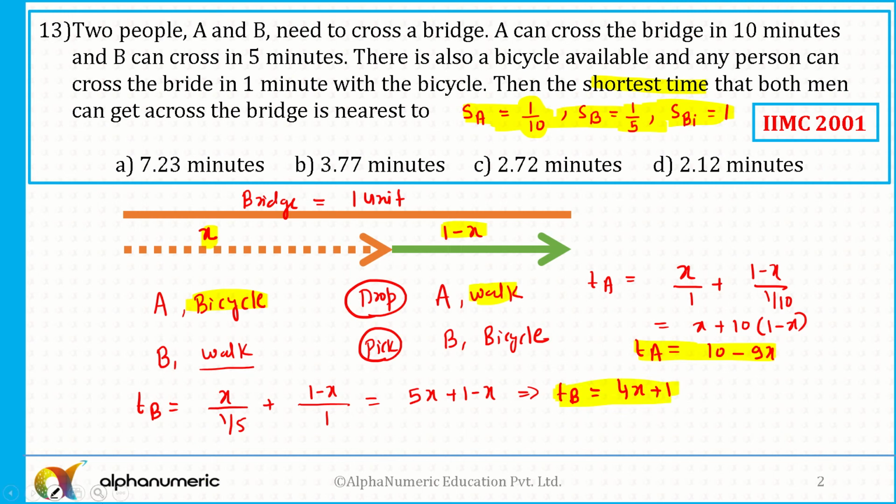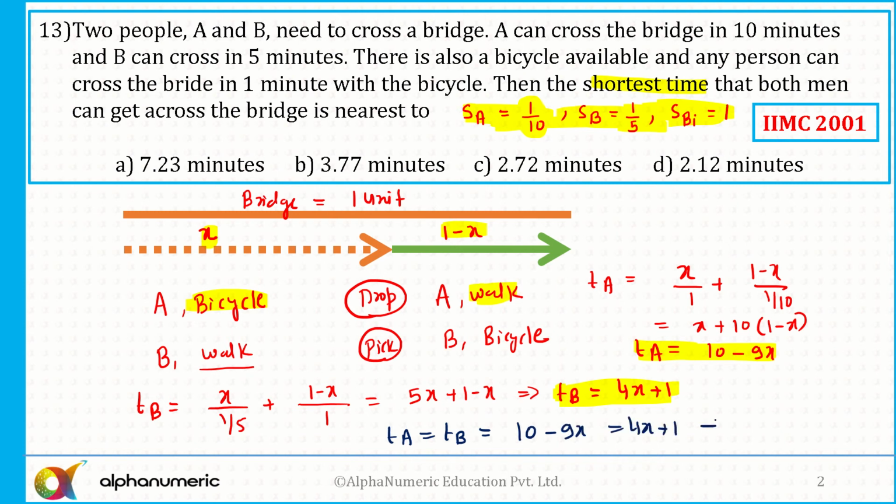Now remember, we want to minimize the time. The time will be minimum when both of them take exactly the same time to reach the opposite end. So now I can equate these two equations. Time taken by A is equal to time taken by B, which is 10 minus 9x, which is equal to 4x plus 1.